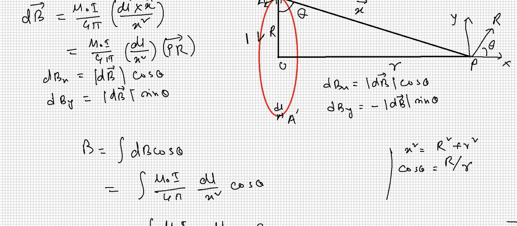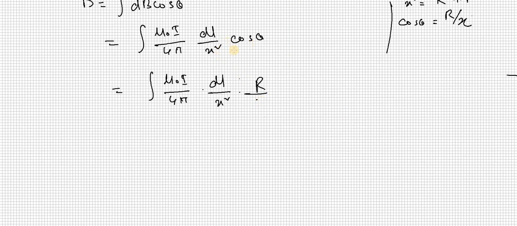This is actually not x, this is basically capital R by x. So cos theta is defined as r by x. If we replace this term, we will get r by x. As mu naught I is constant, we are taking it out of the integration. We have 4 pi. So we will get r dl by x cube.